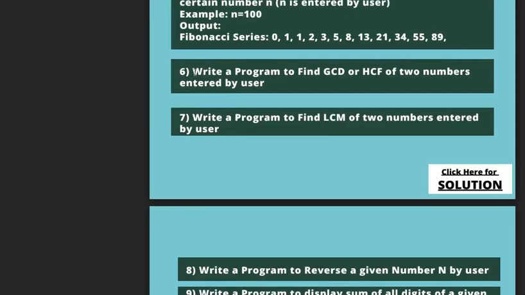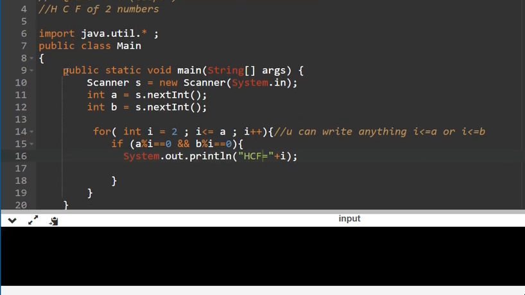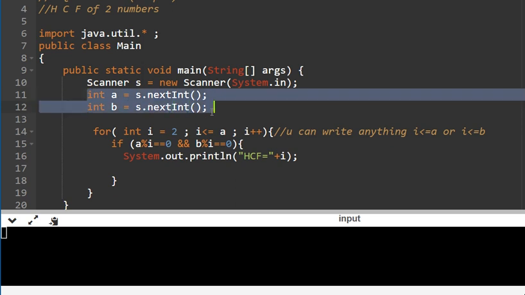Sixth question. The sixth question says, write a program to find HCF of two numbers entered by the user. Let's see the solution for these two questions. So I have taken integer a and integer b input from the user.